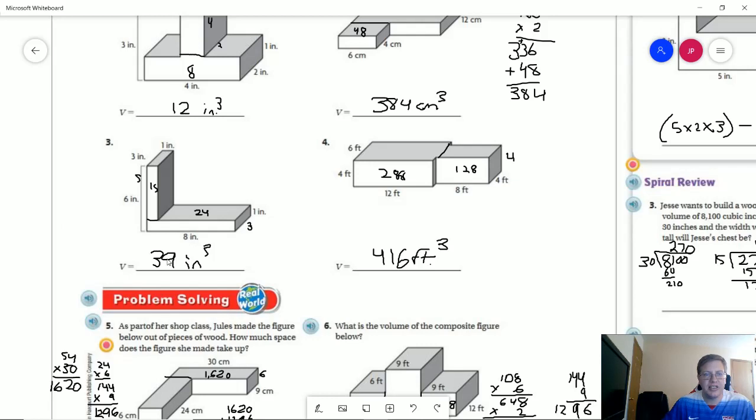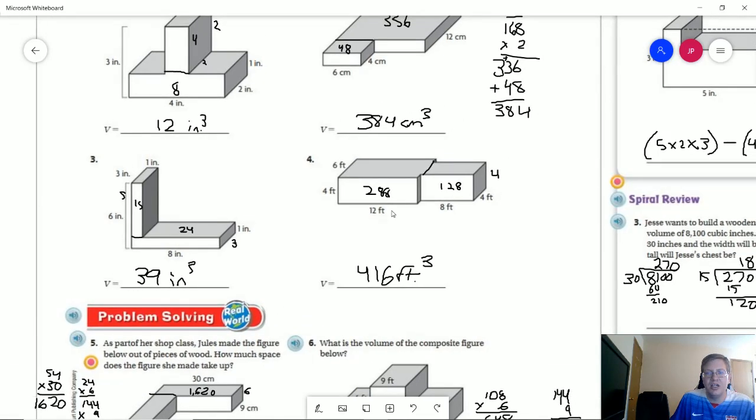For number 3, we are working with 8 times 3 times 1, which is going to give us 24 for this one. For this side, we are taking an inch off at the bottom, so that would be 5 times 3 times 1, which gives us 15. Add those together to get 39 cubic inches.